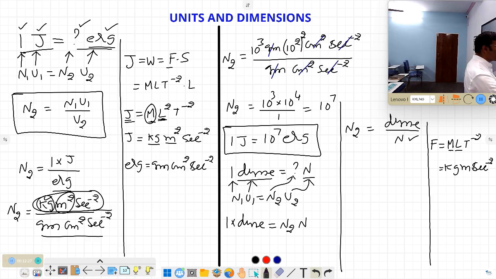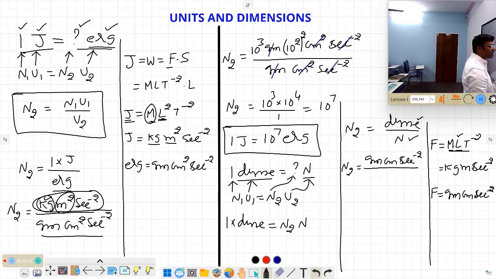Similarly, the same force I can write in terms of CGS system. The force we are measuring in CGS system is dynes. If you are writing in terms of fundamental units, the mass can be written in terms of gram, length can be written as centimeters, time is anyway same, that is second minus 2. Put these values here, that means dyne is equal to gram, centimeter, second minus 2 by Newton, which is also kg, meter, second minus 2.